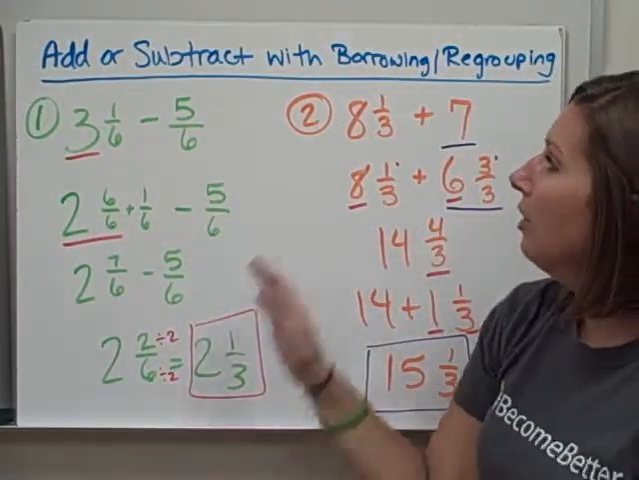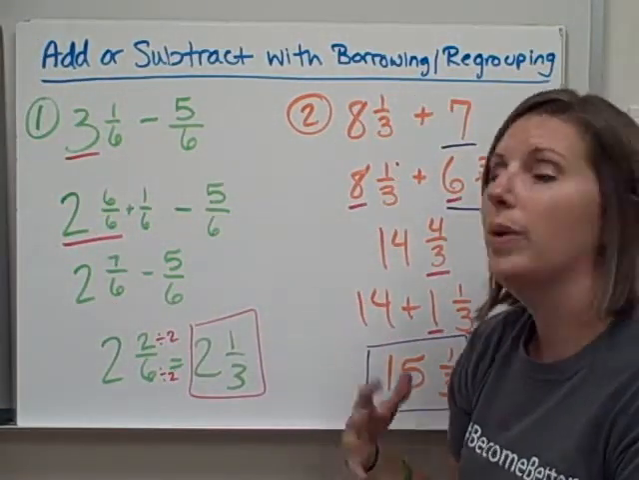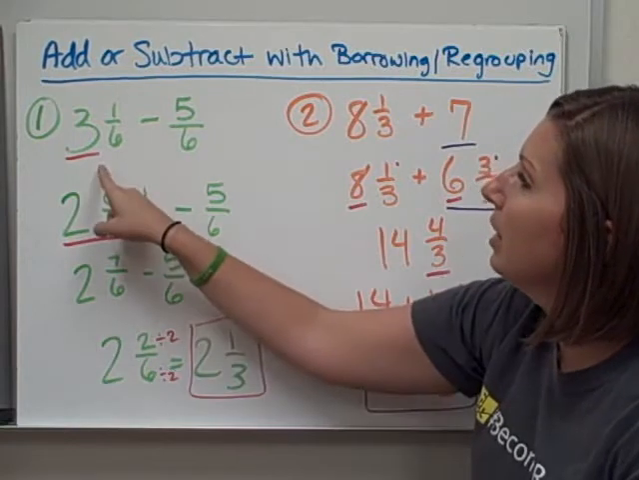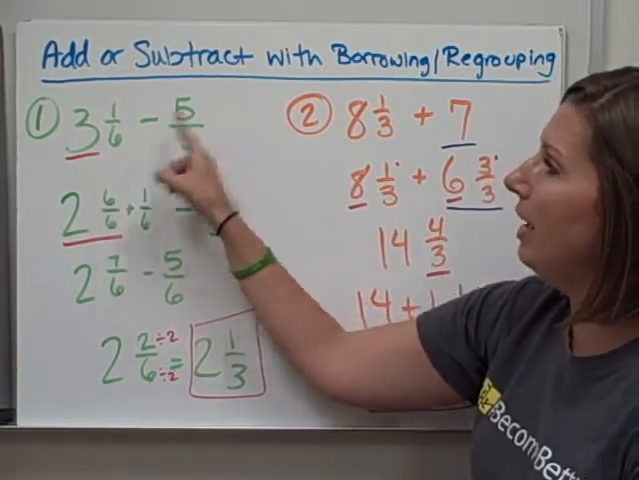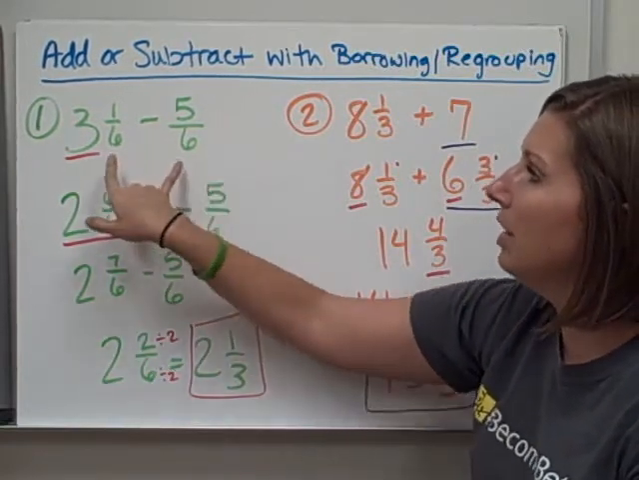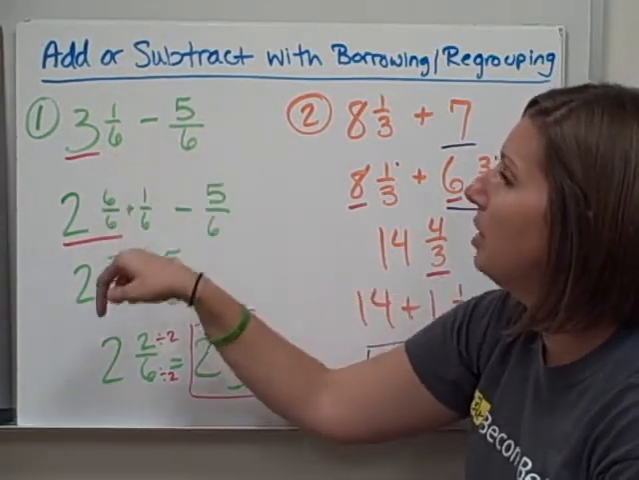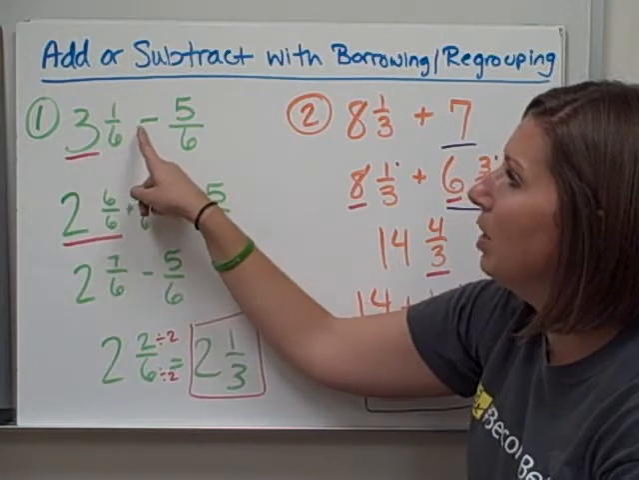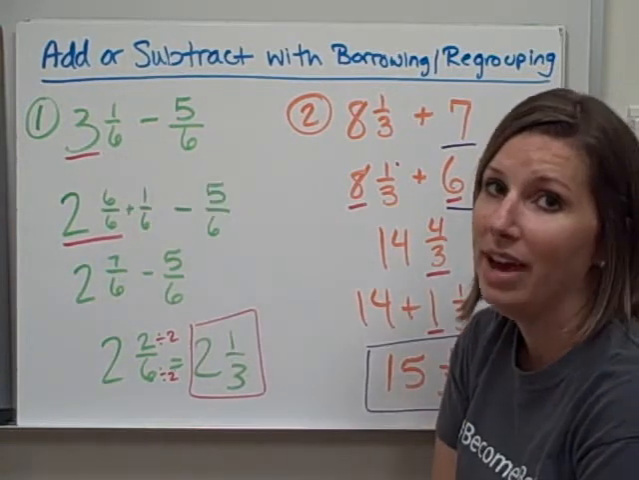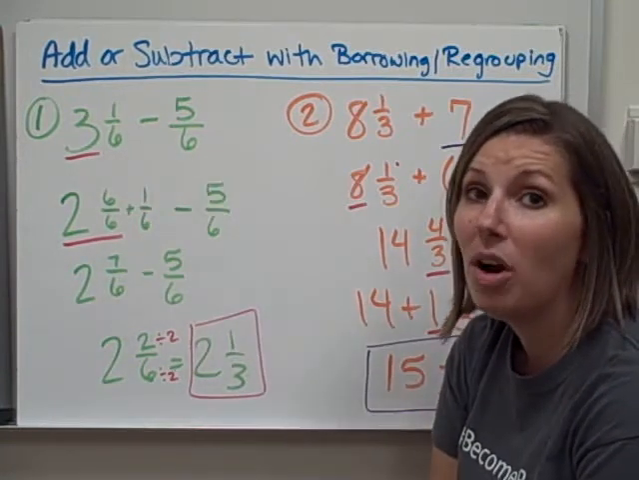So I'm going to add or subtract these with borrowing or regrouping. So I have 3 1/6, and I'm taking away 5/6. Take a look at the denominators. The denominators are the same. That's what I want. But let's look at my numerators. I have 1, and I'm trying to take away 5 from that, and I can't. So I'm going to have to borrow.